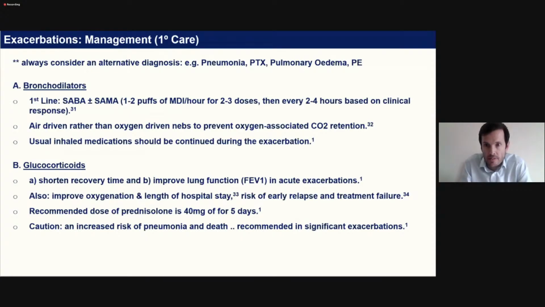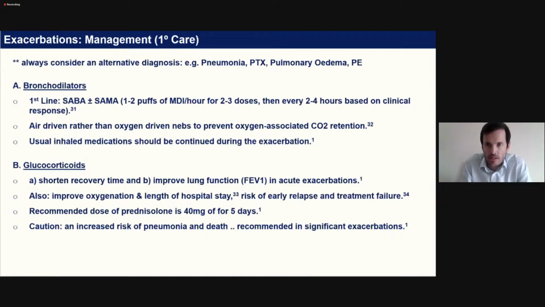Many of you will have considerable experience treating exacerbations of COPD in primary care, and for the purposes of this presentation, I will focus on primary care management. The first key point is to always consider an alternative diagnosis which can have a very similar presentation, such as pneumonia, pneumothorax, pulmonary edema, and PE.